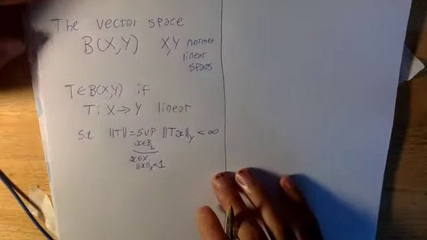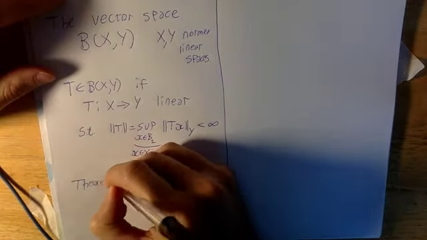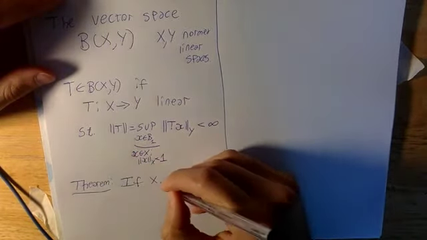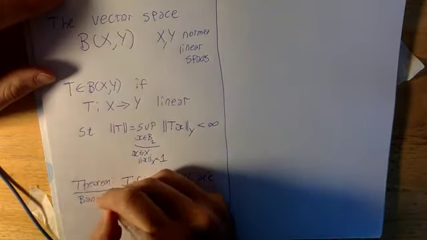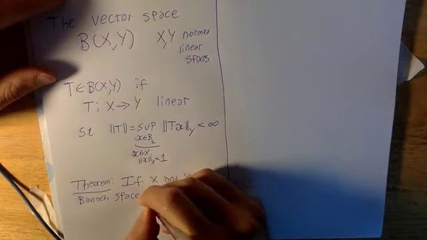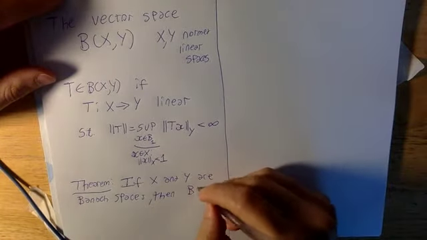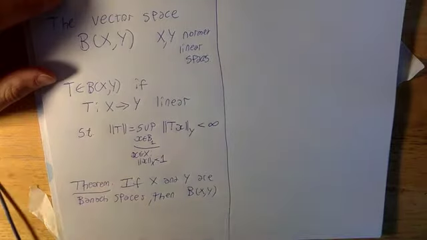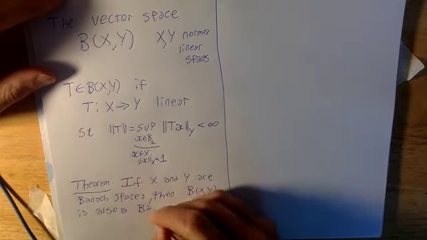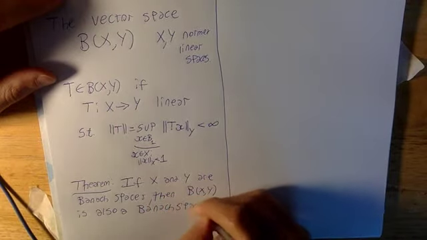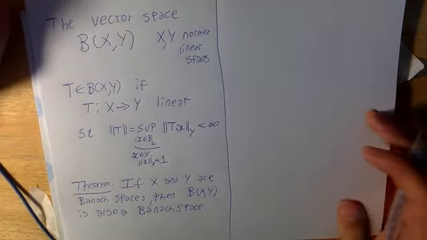Okay, so something that we had announced last class and we're going to do right now is the following theorem. If X and Y are Banach spaces, then B(X,Y) is also a Banach space. Okay, so how do we prove this?